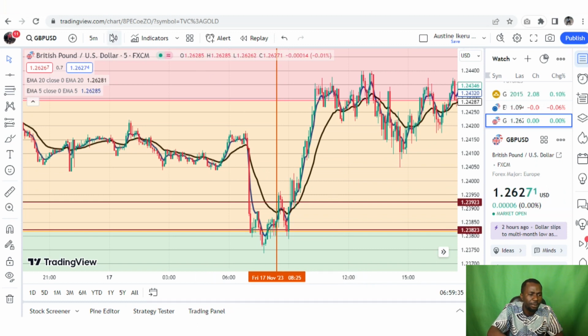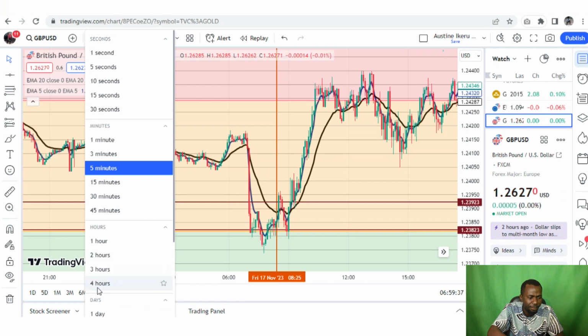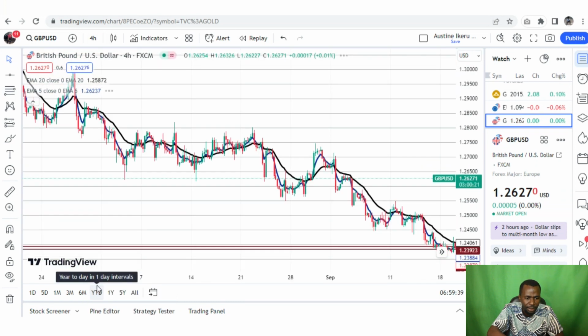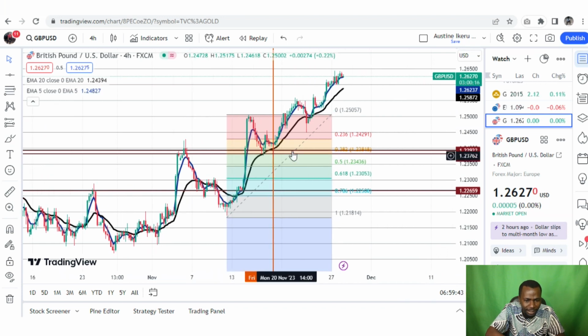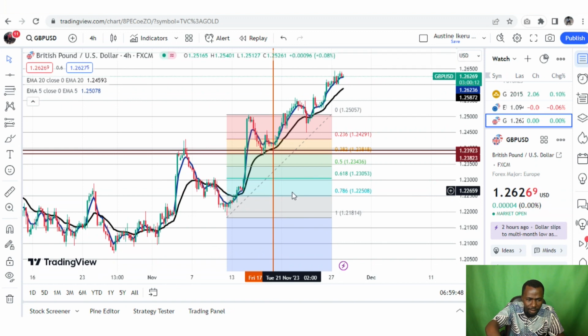Your stop loss is just 10 pips. Now what will be your take profit? You go back to the higher time frame, the 4-hour time frame. Good. You go back to the 4-hour time frame. Confirm. Now you can clearly see, okay, let me remove this one. You can clearly see this is our entry and this is our stop loss.